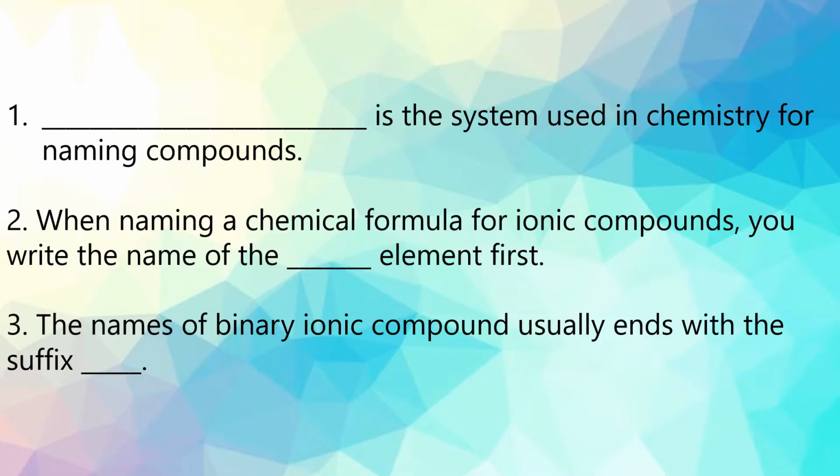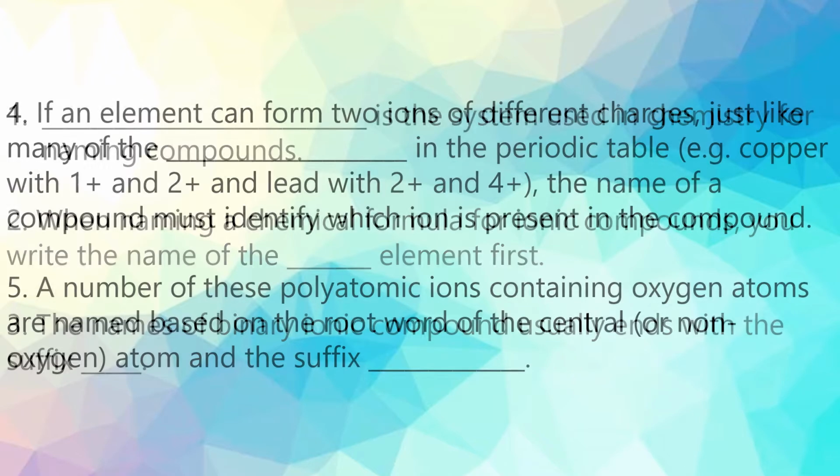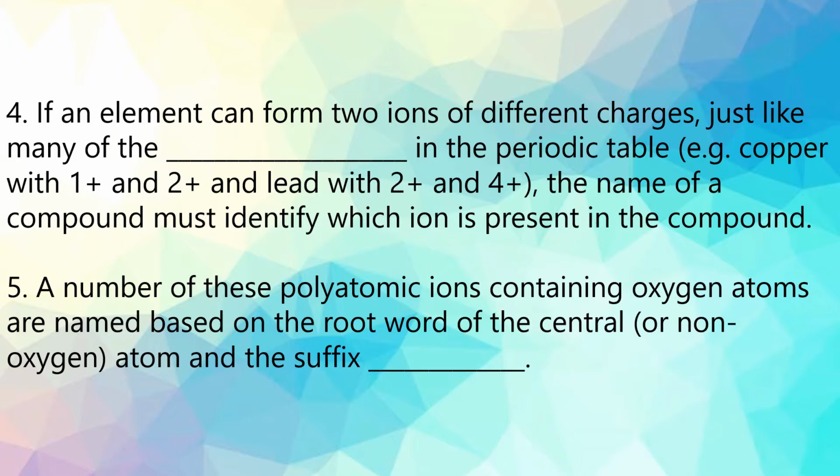1. Blank is a system used in chemistry for naming compounds. 2. When naming a chemical formula for ionic compounds, you write the name of the blank element first. 3. The names of binary ionic compound usually ends with the suffix blank. 4. If an element can form two ions of different charges, just like many of the blank in the periodic table, like copper with 1 plus and 2 plus and lead with 2 plus and 4 plus, the name of a compound must identify which ion is present in the compound.